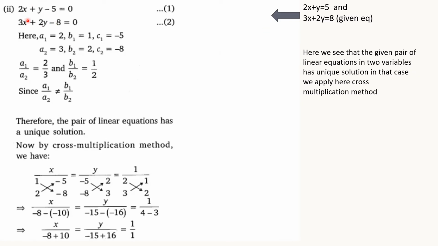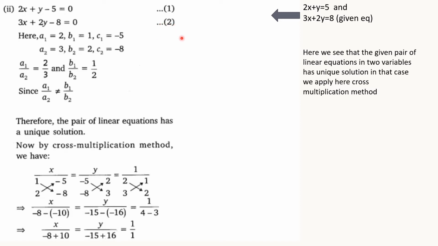Here let us come to the second part of question number first. Our original equations are 2x plus y equals 5 and 3x plus 2y equals 8. We write these equations in their standard forms. We write 2x plus y equals 5 as 2x plus y minus 5 equals 0, which is the standard form of linear equations in two variables, and we consider it as equation number first. We also write 3x plus 2y equals 8 as 3x plus 2y minus 8 equals 0, and we consider it as equation number second.